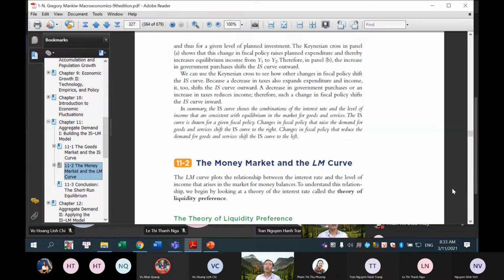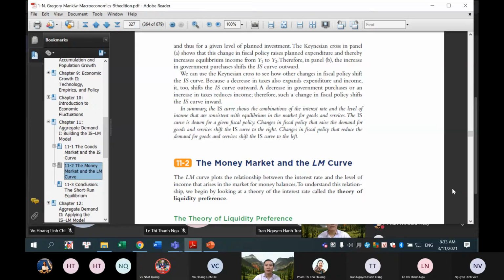That is what you have learned in Macro 1. But as you see, when we analyze a market, we must have both sides, the supply side and the demand side. And today we will continue with the money demand side.